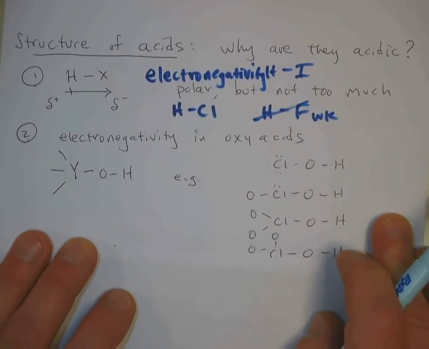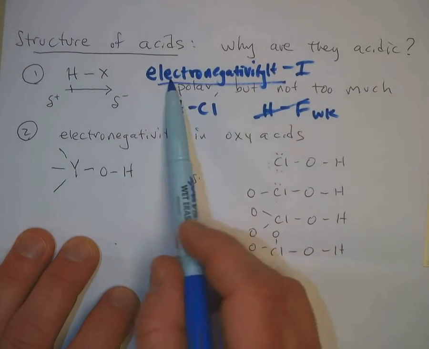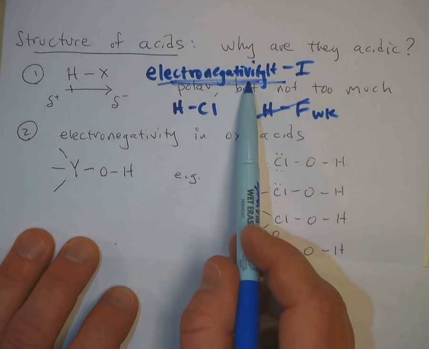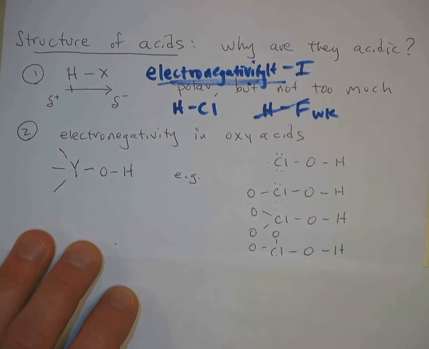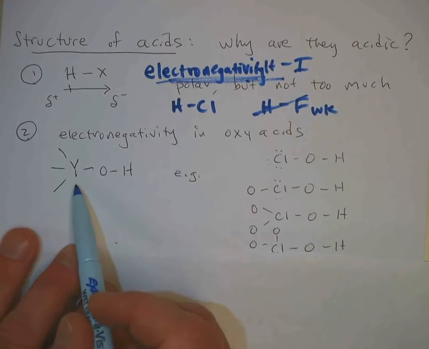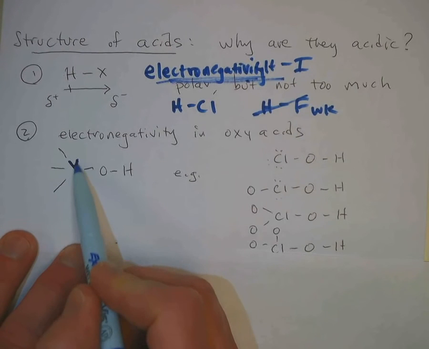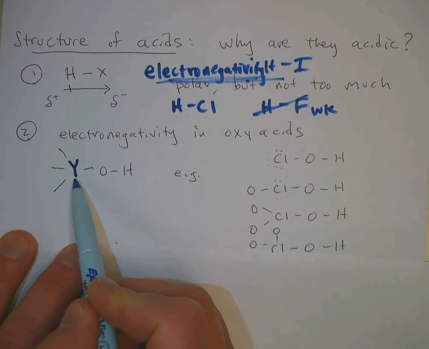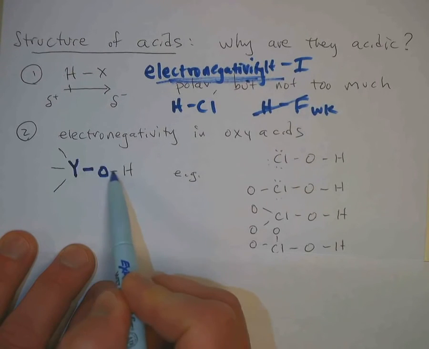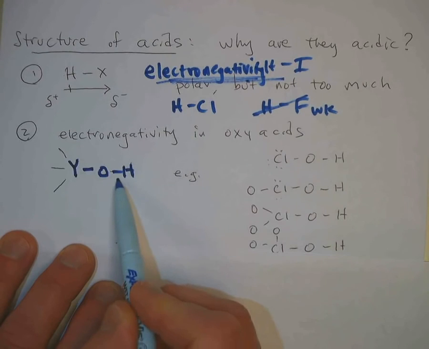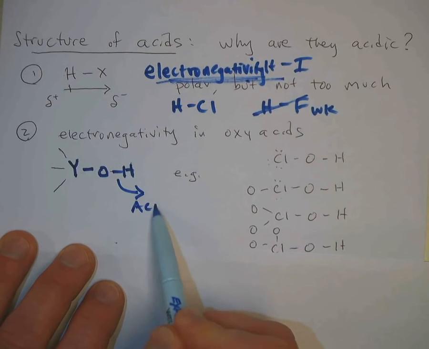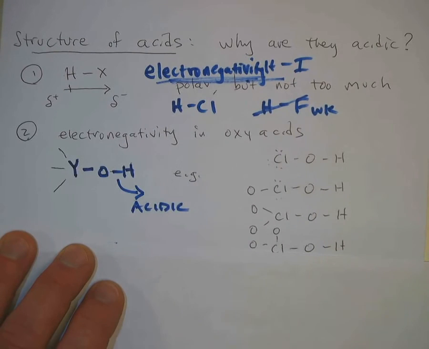Okay? Remember how we talked about more electronegative? You've got to have enough, but not too much. Well, in oxyacids, you just can't get enough no matter what. Oxyacids always take on this form. Some nonmetal, I'll call it Y, connected to an oxygen which is connected to a hydrogen. This hydrogen is known as the acidic hydrogen because it's the thing that's given away or given off.